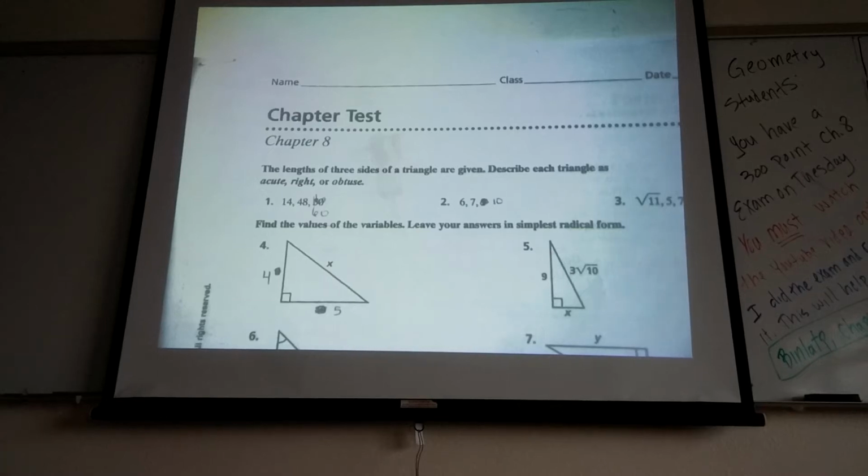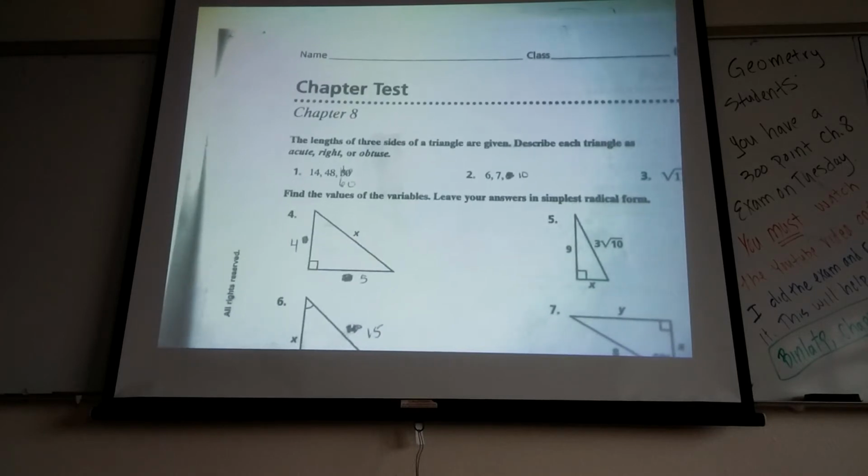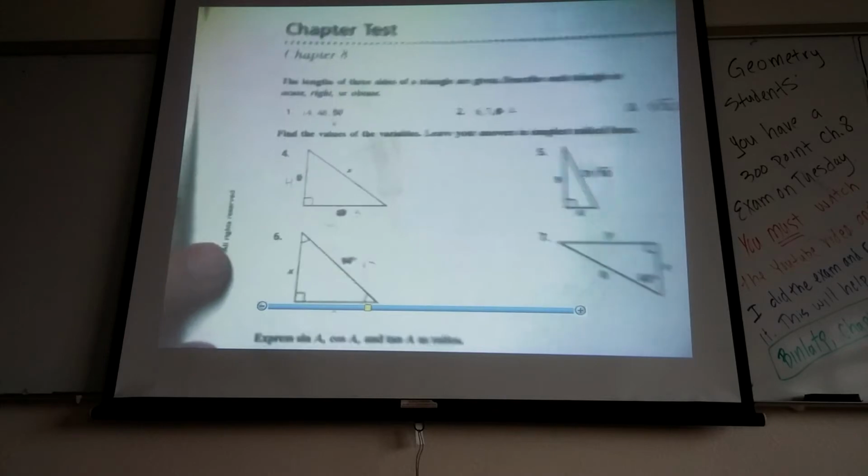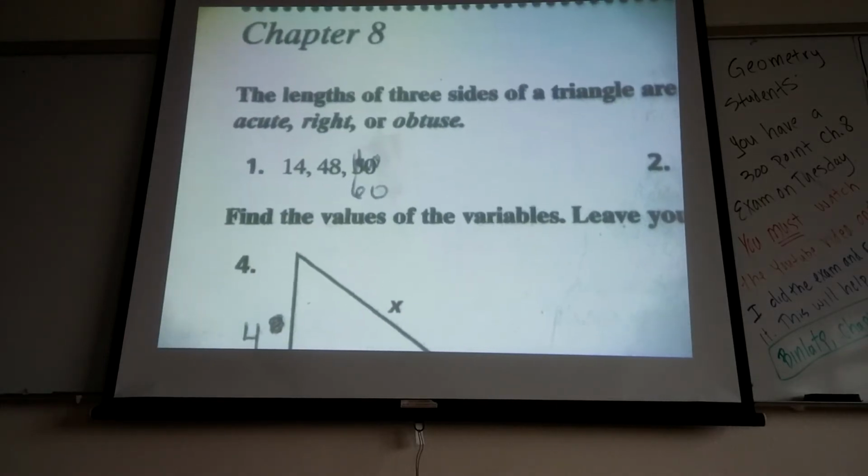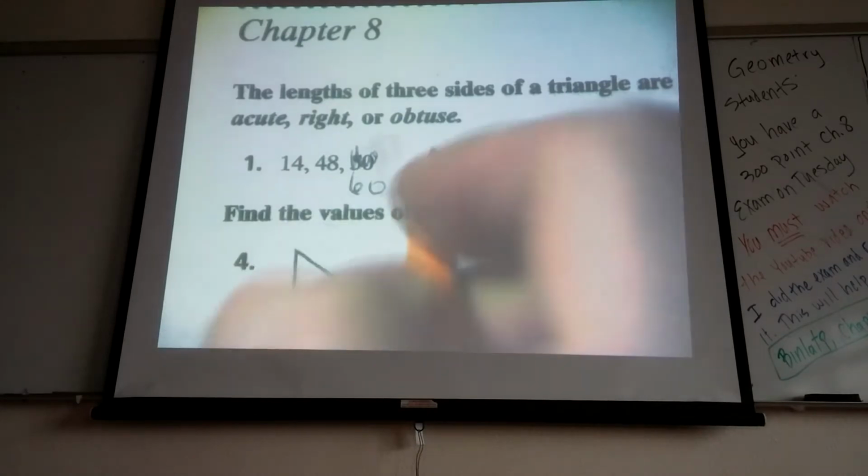Today, we are going to be reviewing the Chapter 8 exam that you will have on Tuesday. What I've tried to do is change the exam up a little bit, but I want to go over the exam to show you how to do these problems. So on number 1, it asks us to write either acute, right, or obtuse angle.